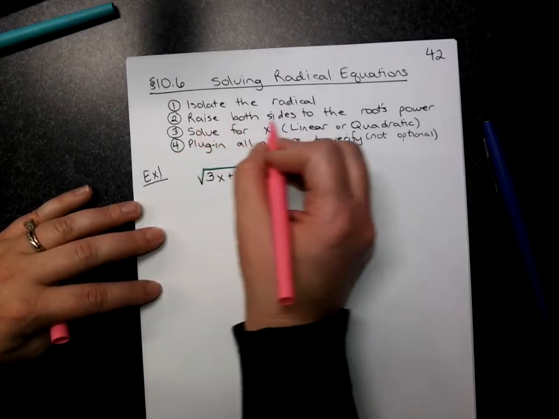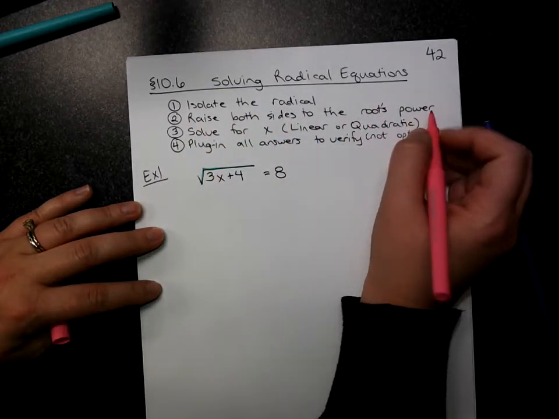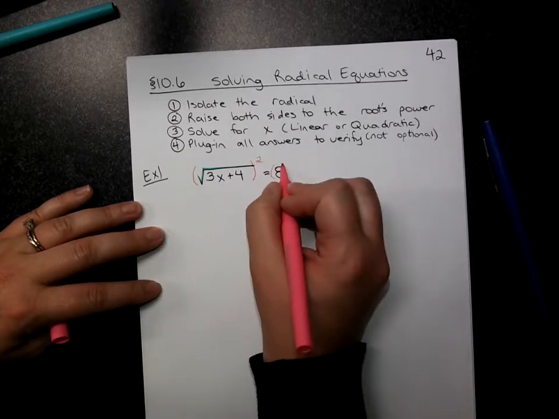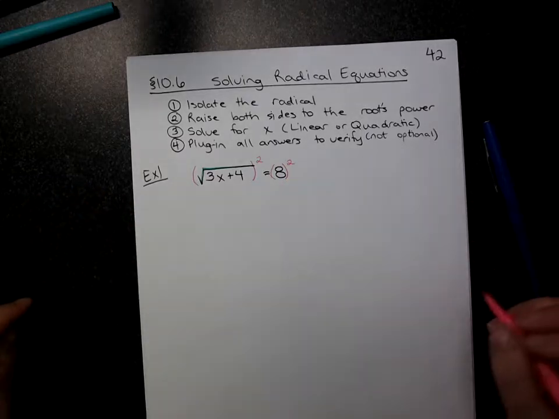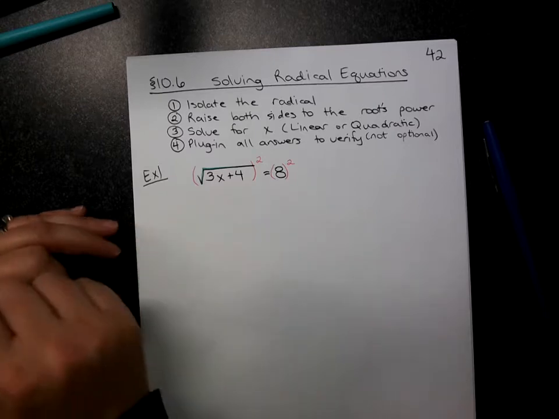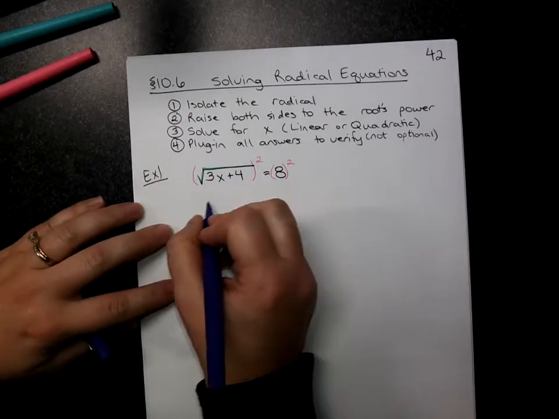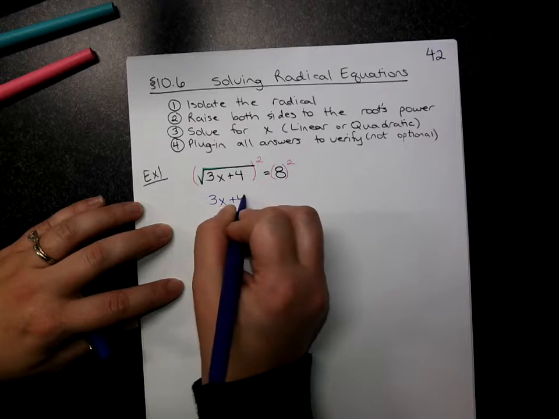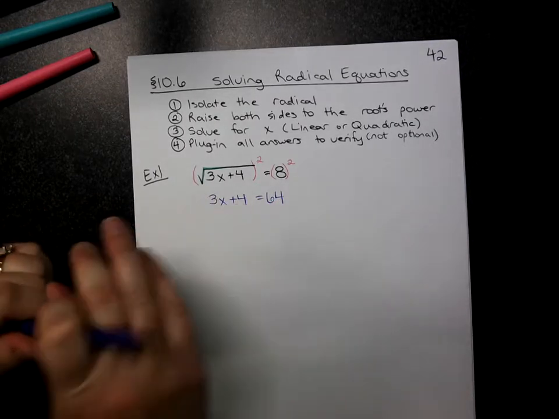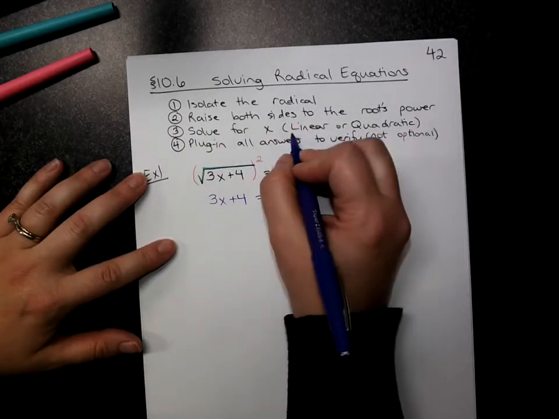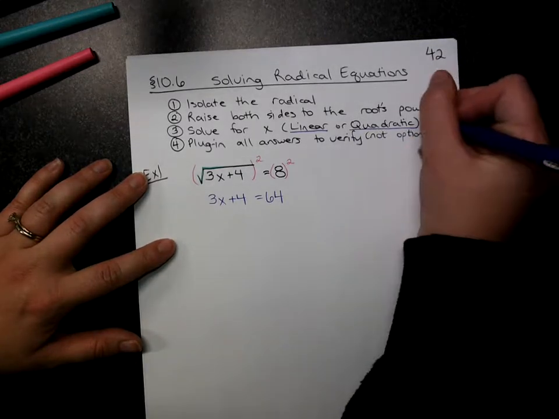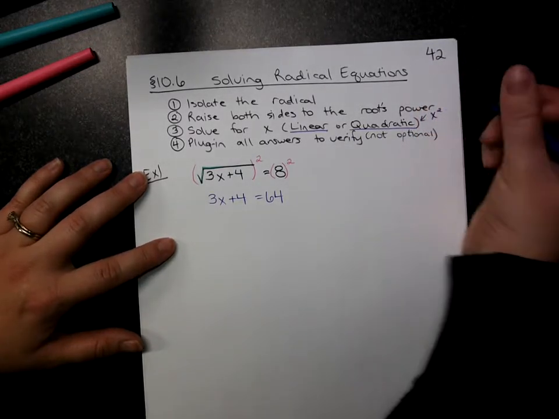Now we're going to raise both sides to the root's power. This is a square root, so in order to undo a square root, I'm going to square both sides. The square and the square root cancel each other out, and I'm left with 3x plus 4 equals 64. The next step is to solve for x. It's either linear, where you don't have any squared terms, or quadratic. Quadratic is when you have an x squared term.